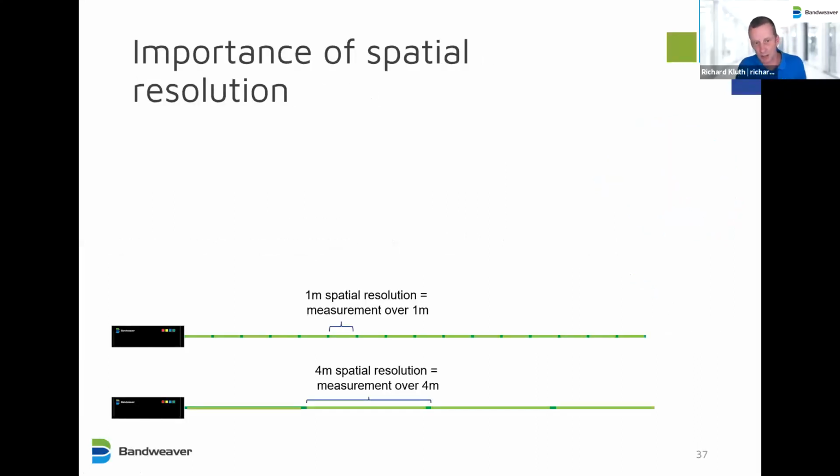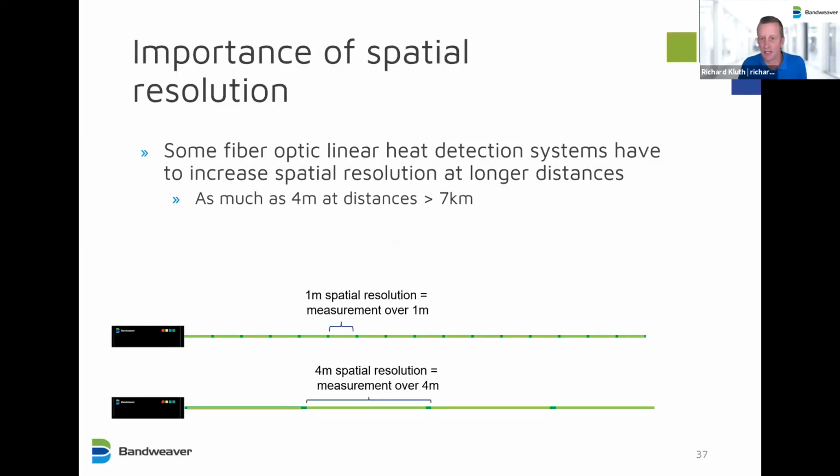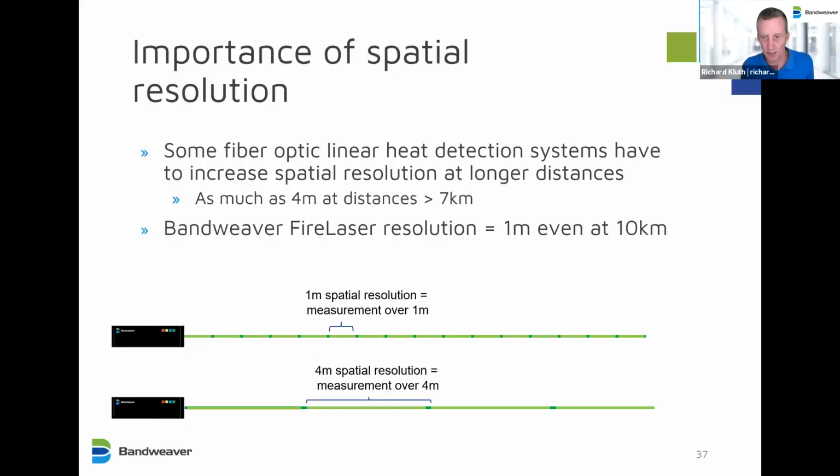Spatial resolution is also very important. Some fiber optic linear heat detection systems have to increase spatial resolution at longer distances. So it can go to as much as 4 meters at distances greater than 7 kilometers. The Bandweaver FireLaser resolution is 1 meter across all distances, so even at 10 kilometers. And when we say measurement, this means it takes a measurement every 1 meter.